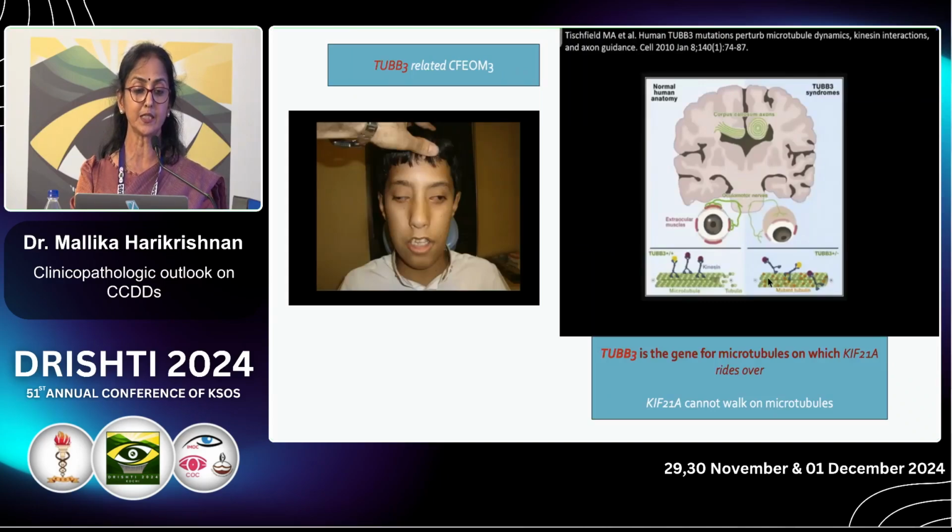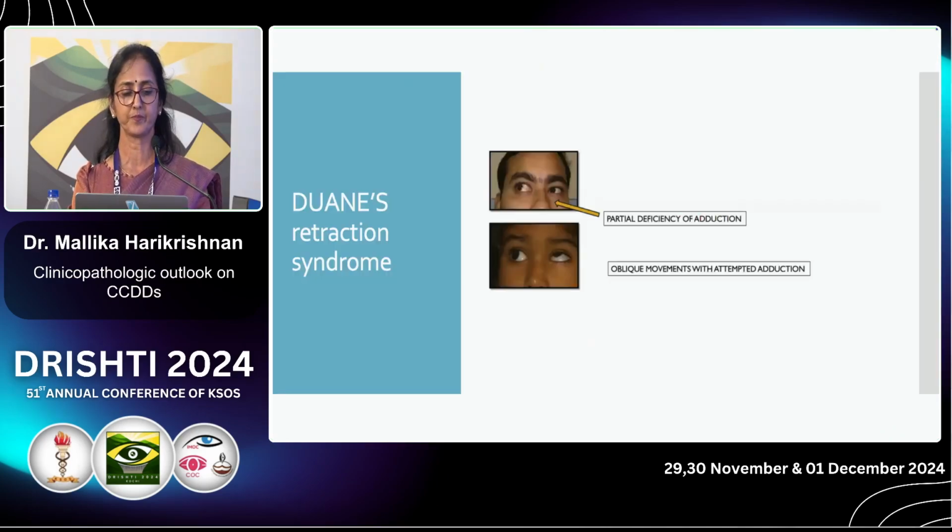And in the TUBB3-related CFEOM, this is a boy with congenital fibrosis of extraocular muscles. TUBB3 is the gene for microtubules on which the KIF21A can ride over. So if KIF21A is deficient, it cannot walk on the microtubules.